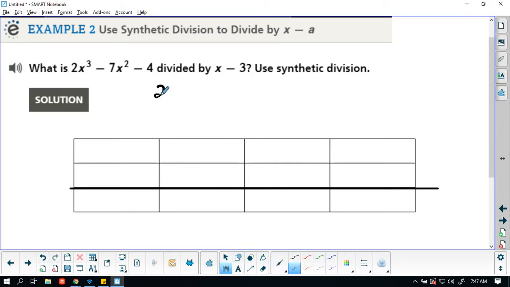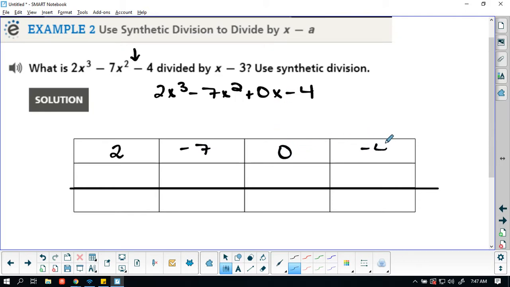So here we have 2x cubed minus 7x squared. And what I'm missing here is a term of x. So I'm going to put that in there by adding 0x, using 0 as a placeholder, minus 4. I'm going to take my coefficients 2, -7, and line them up here, 0 and -4. They're going to count down per our exponent. So this is the exponent of 3, this is the exponent of 2, this is the exponent of 1, and this is actually the exponent of 0, because anything to the power of 0 is going to be 1.